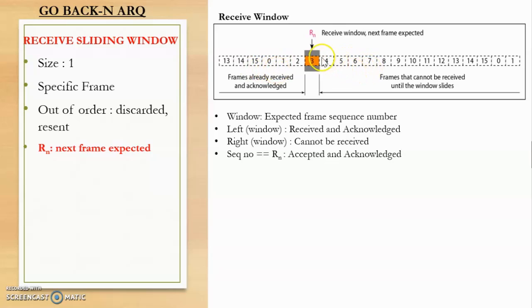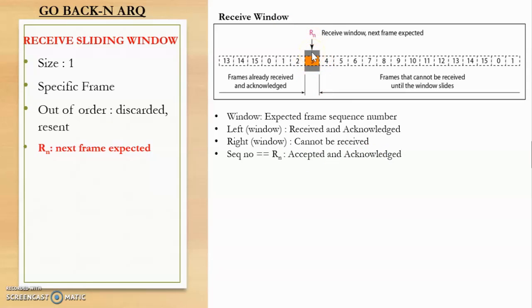And the sequence numbers to the right of the window are of the frames that cannot be received. The frames with these sequence numbers can be received only after the receive window slides. So any frame which is received with a sequence number in these two regions will be discarded. Only the frames whose sequence number matches the Rn value will be accepted and an acknowledgement will be sent. Over here in this figure, since the Rn value is 3, only the frame with sequence number 3 will be accepted.